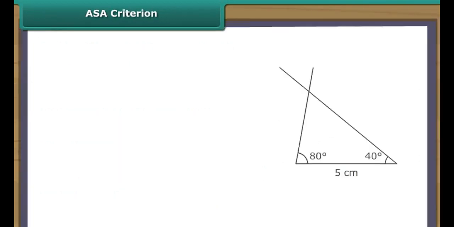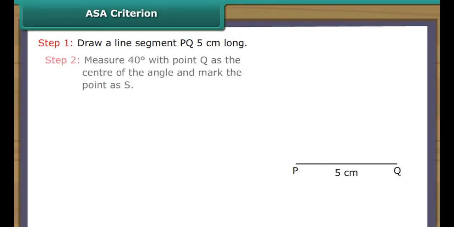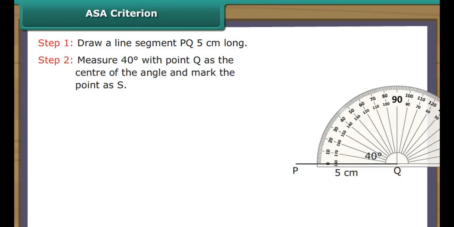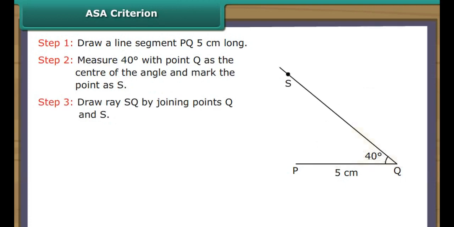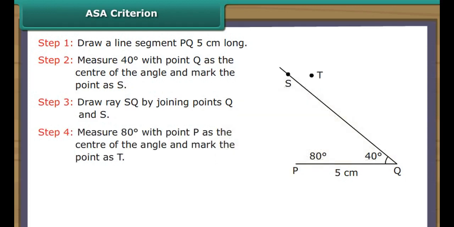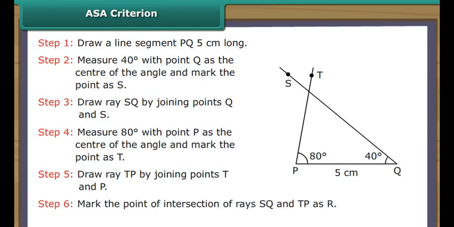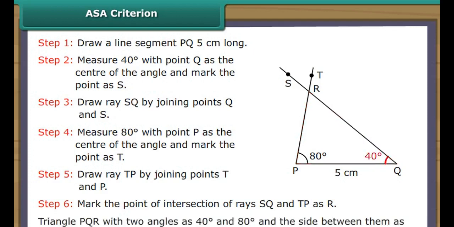ASA criterion. Let us now draw a triangle, two of whose angles measure 40 degree and 80 degree, and the side between them measures 5 cm. Draw a line segment PQ 5 cm long. Measure 40 degree with point Q as the center of the angle and mark the point as S. Draw ray SQ by joining points Q and S. Measure 80 degree with point P as the center of the angle and mark the point as T. Draw ray TP by joining points T and P. Mark the point of intersection of rays SQ and TP as R. Triangle PQR with two angles as 40 degree and 80 degree and the side between them as 5 cm is constructed.